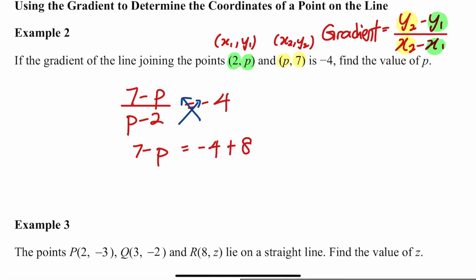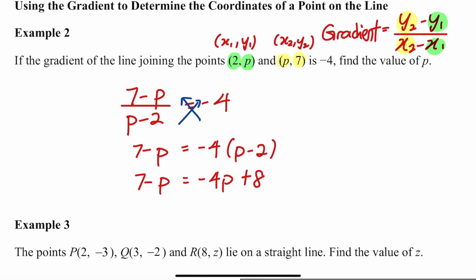Okay, -4p, sorry. -4 times this whole thing. Let me write it to be clearer: -4 times (p minus 2). Okay, expand out the bracket. 7 minus p equals -4p plus 8.